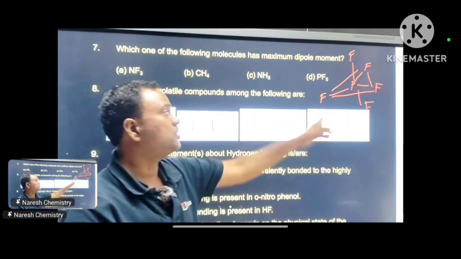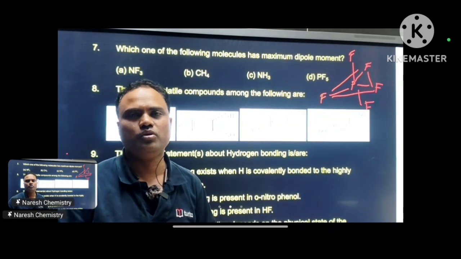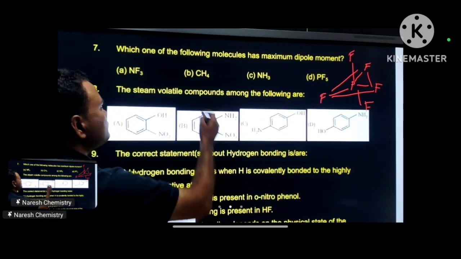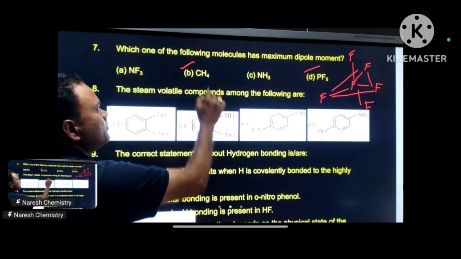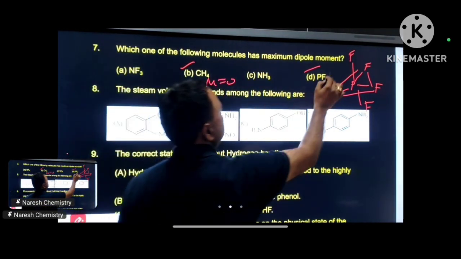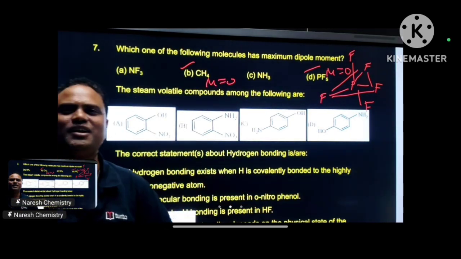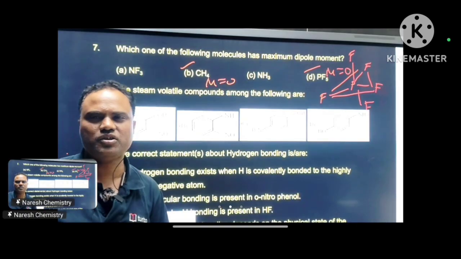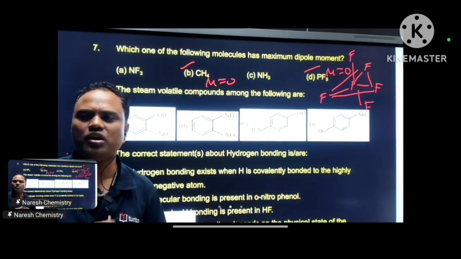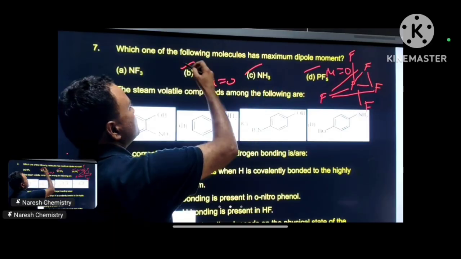So it is polar or non-polar? If dipole moment is zero, non-polar. Both are having zero dipole moment, mu is equal to zero. So we have two options, NH3 and NF3, which we know already. NH3 is having more dipole moment because orbital moment and bond moment are in the same direction. So this is the answer.